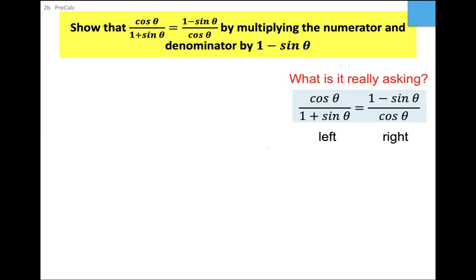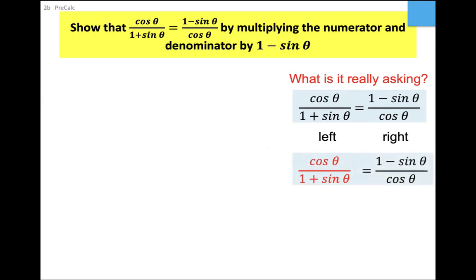Right now, they don't. I mean, well, they do, but I'm saying they don't visibly look the same. I want to make them visibly look exactly the same. So I need to turn that red into the black on the right side. I need to turn that red into 1 minus sine theta over cosine theta. So how do I do that? Well, it tells us what to do.